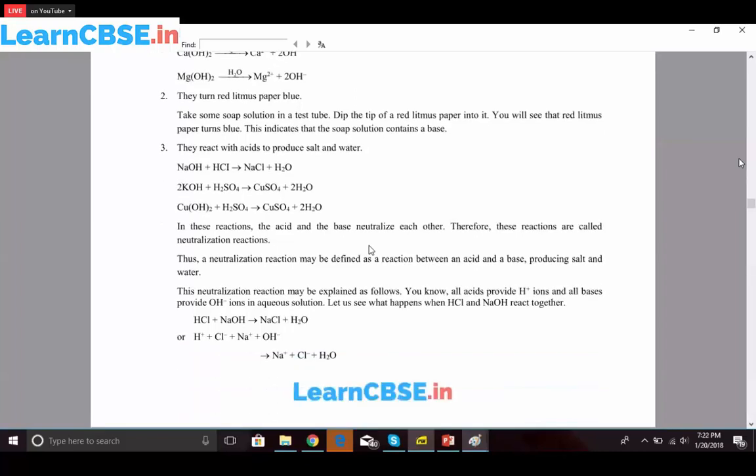Then the bases can react with the acids to produce salt and water. So this is a neutralization reaction. So NaOH is the base, which reacts with HCl, hydrochloric acid. It forms the salt, NaCl, plus water molecules. So KOH, when it reacts with sulfuric acid, forms K2SO4, that is potassium sulfate, plus water. Then copper hydroxide reacts with sulfuric acid and forms copper sulfate plus water.